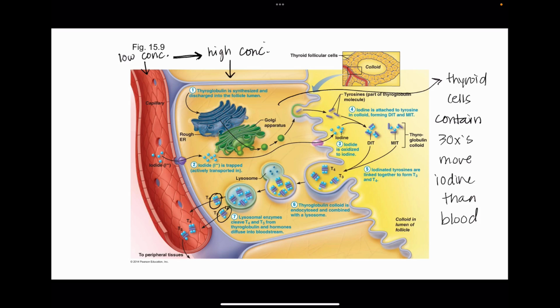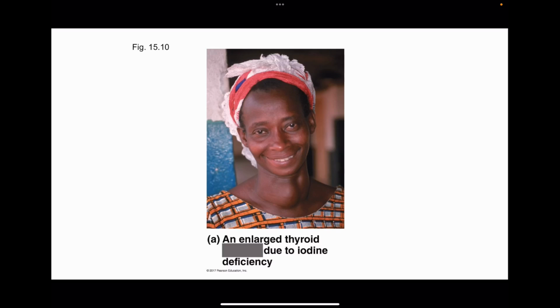And the way we do that, we maintain the gradient via active transport. And what's active transport going to require? ATP. Everybody okay with that? Okay. Now, if you lack iodine, you may experience an enlarged thyroid like we talked about on Wednesday. What is that called? Goiter.